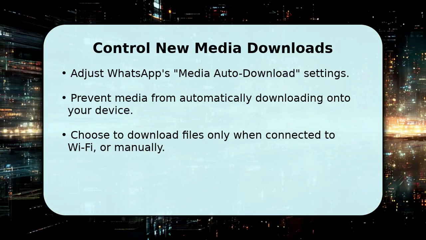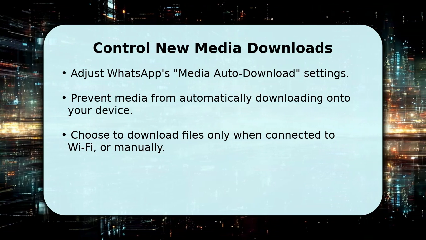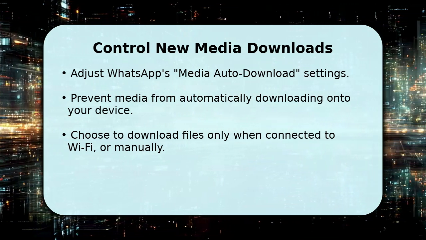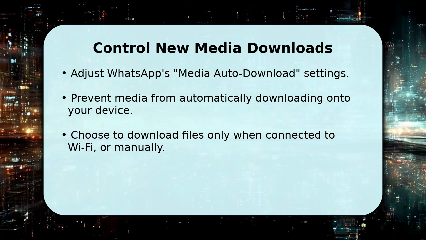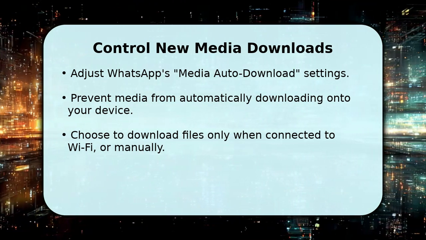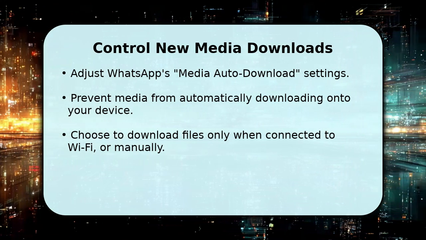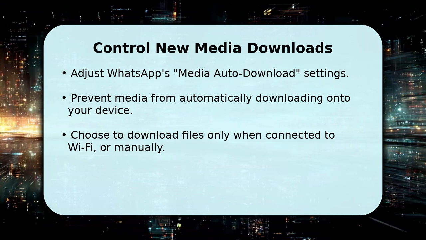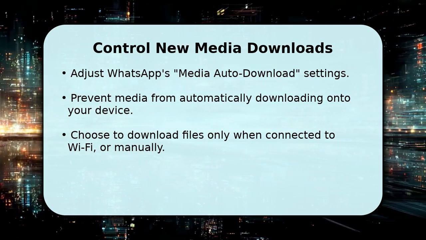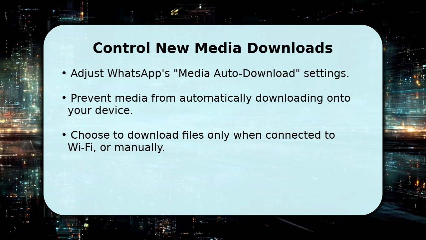Now, let's control where new media goes to prevent future clutter. Open WhatsApp, go to Settings, then select Storage and Data. Here, you can adjust media auto-download options for mobile data, Wi-Fi, and roaming. By disabling automatic downloads or restricting them to Wi-Fi only, you gain control over what occupies your device's precious storage space and when.